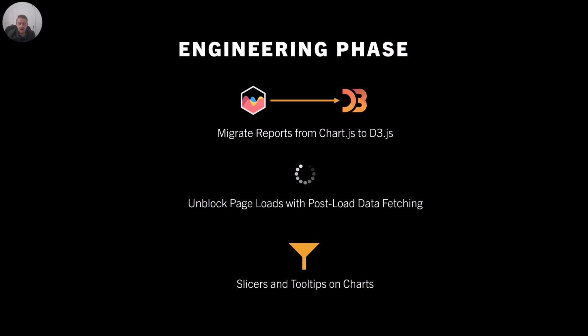Next is unblocking page loads with this post-load data fetching pattern that D3 supports and that we could start using to optimize the page loads for the user so it doesn't feel overly sluggish when pulling data. Then implementing slicers and tooltips on the chart so we can just juice out any last bit of usability and satisfaction from the user for interacting with the data and asking questions.